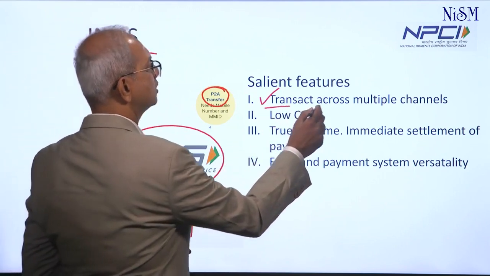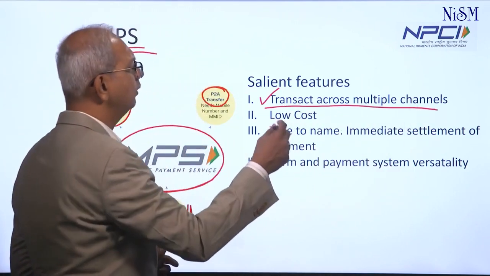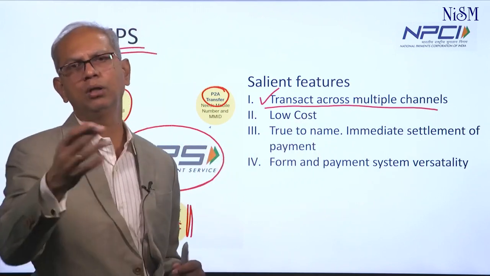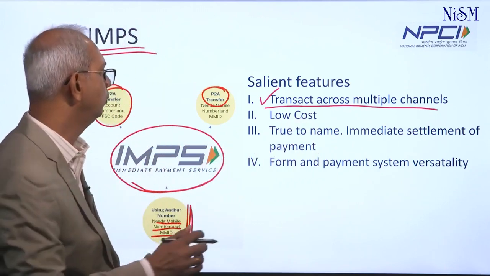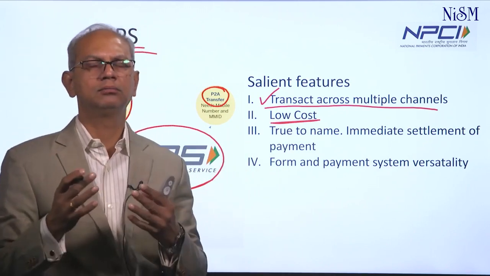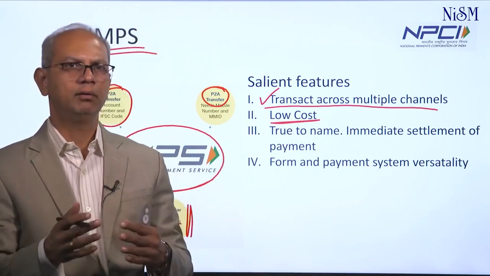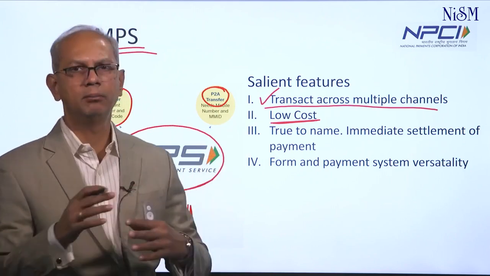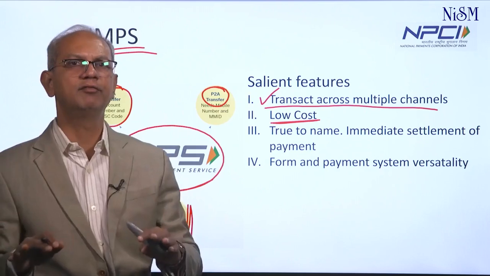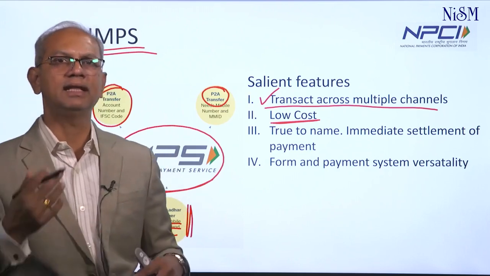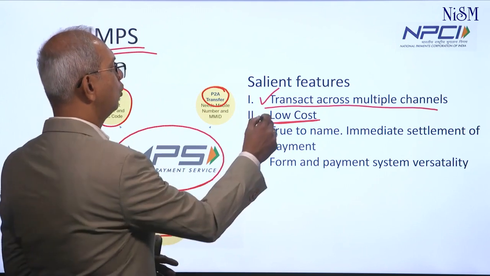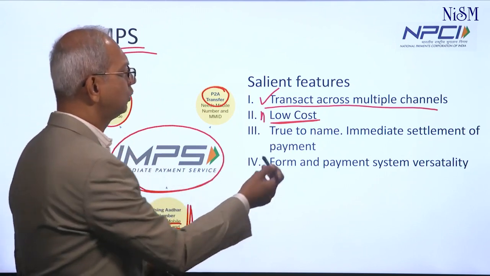The transaction costs: you can basically transact across multiple channels, to the bank, to the vendor, peer to peer, right? You can do that. It's low cost, obviously, because the technology is developed by NPCI and it is made for public usage, and therefore the costs have been kept low. As a result, the transaction volume is increasing because of the low cost at which it is available.